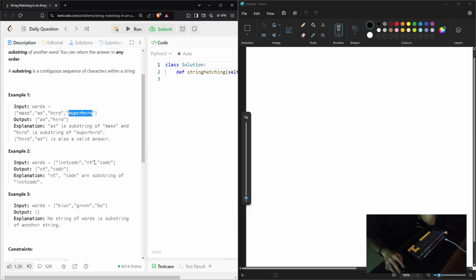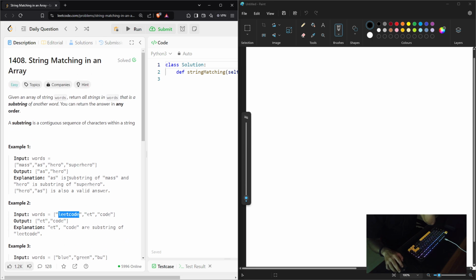Now if we come to the second example, we have leetcode, et and code. We see again et and code are answers because both these words are substrings of this bigger word called leetcode. Now leetcode is not a substring of any other word. If you remember, every string is a substring of itself, but we'll be ignoring that, because if that were the case, every word would be an answer for itself. Since we are ignoring that case, the question becomes whether it's a substring of another word, not the word itself. We have to keep that in mind as well. That is why the answer is et and code for the second example.